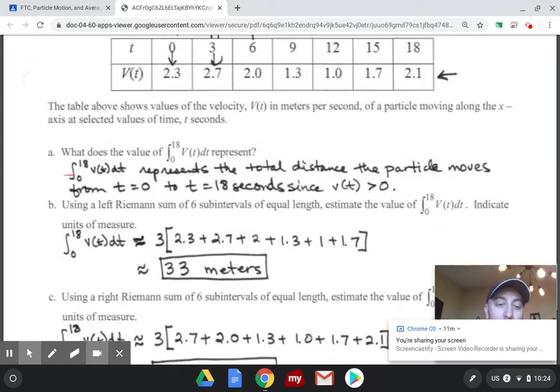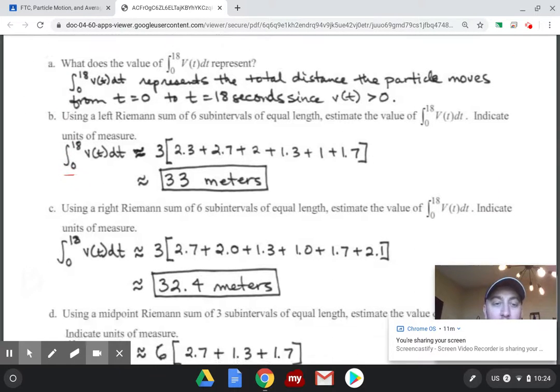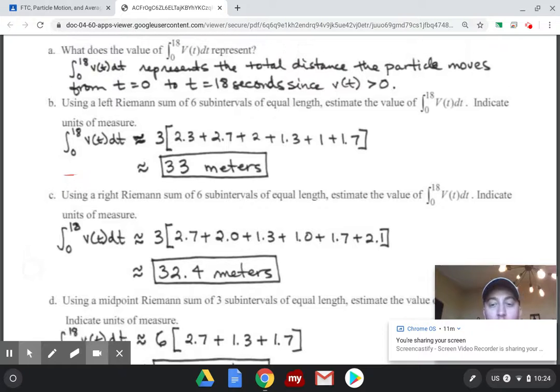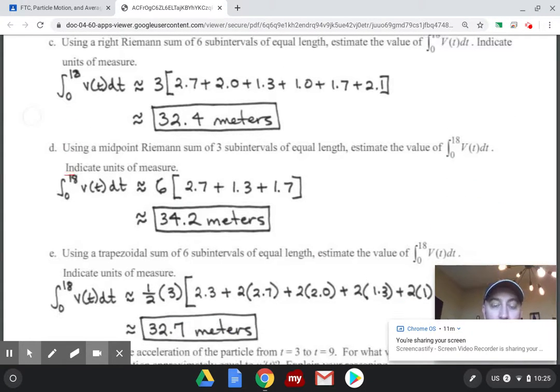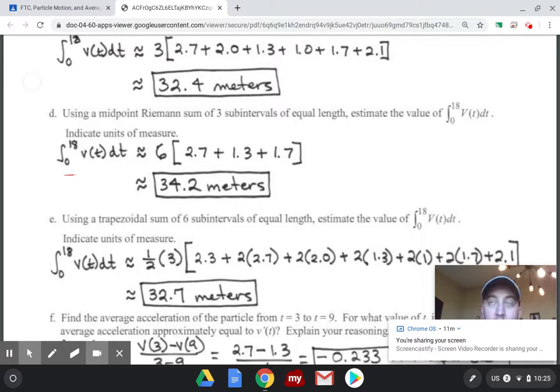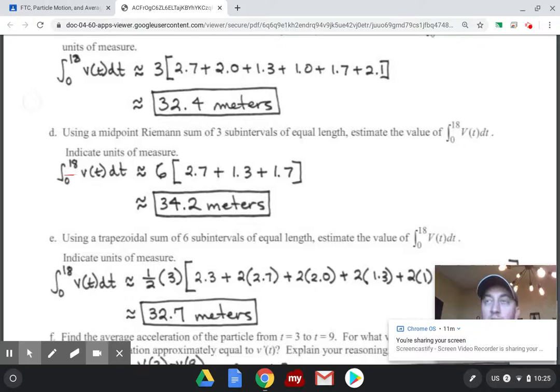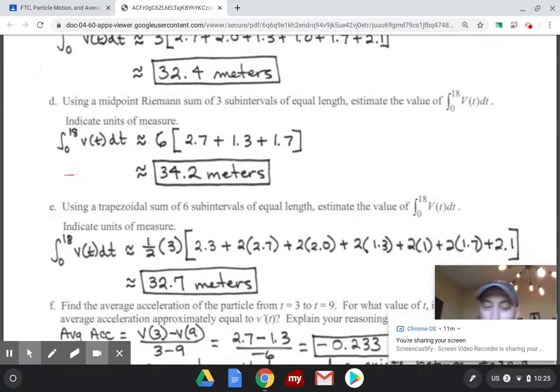C, same thing, but it looks like on the right. So all of your rectangles are found by the right. D, 3 subintervals, but using midpoints. So it's the middle value. If I'm going from 0 to 6, with my rectangle being 6 units wide, I would have to use 3 because that's in the middle to find the height of the rectangle.